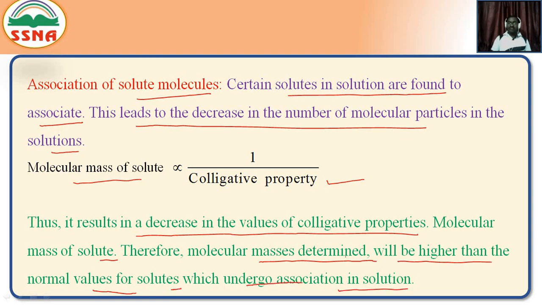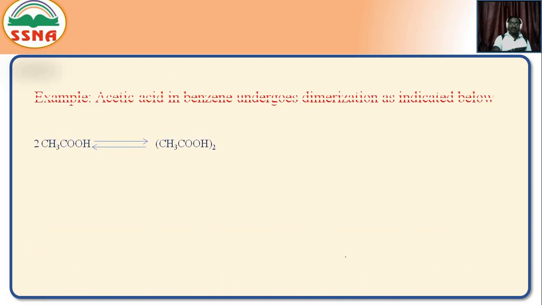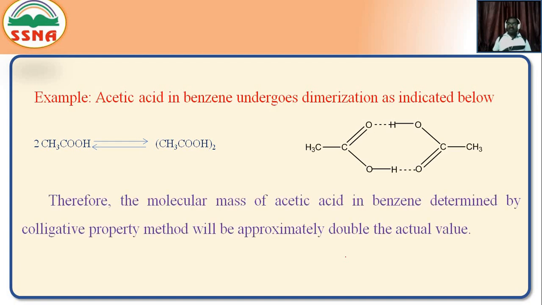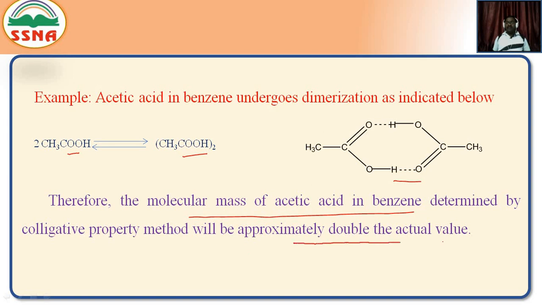In the next example of this association, acetic acid in benzene undergoes dimerization as indicated below. This is acetic acid. This is association of acetic acid through hydrogen bond. The molecular mass of acetic acid in benzene determined by the colligative property method will be approximately double the actual value.